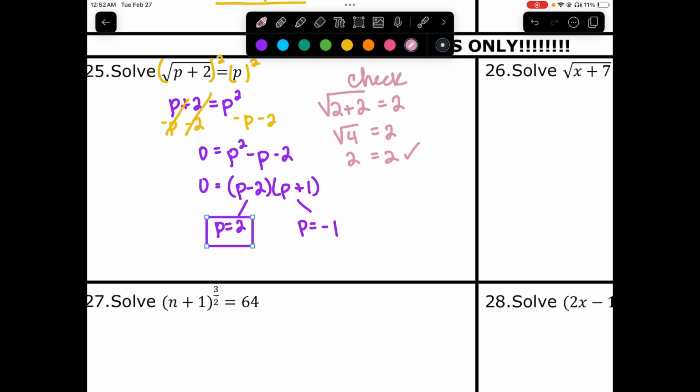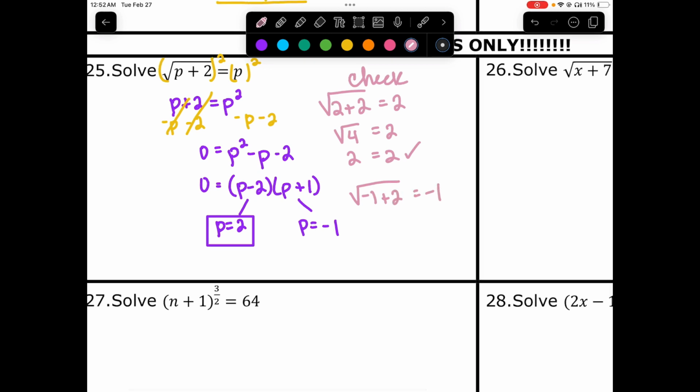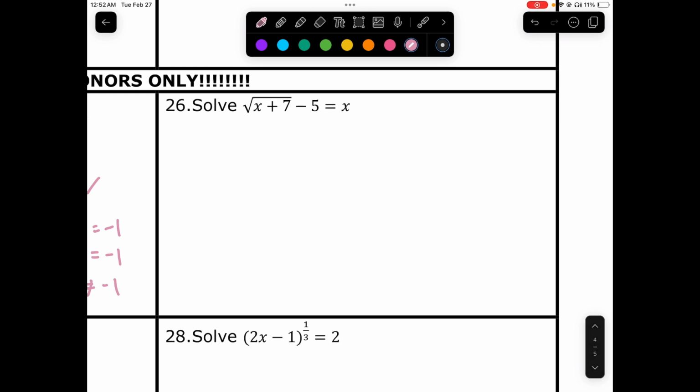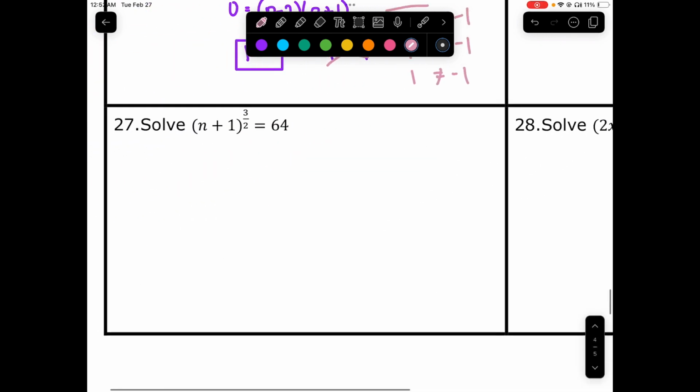Let's check the second one. The square root of negative 1 plus 2 equals negative 1. The square root of 1 equals negative 1. The square root of 1 is just 1. That does not equal negative 1, however. So that is an extraneous solution. That's not going to work. Go ahead and try number 26 and number 27.